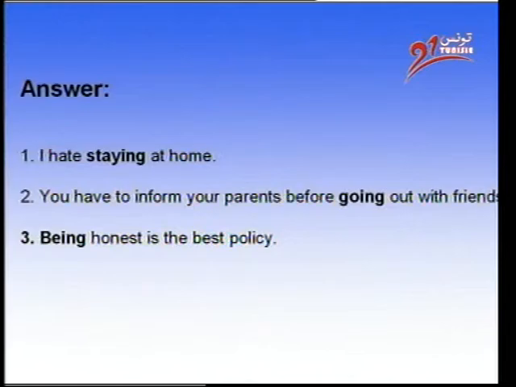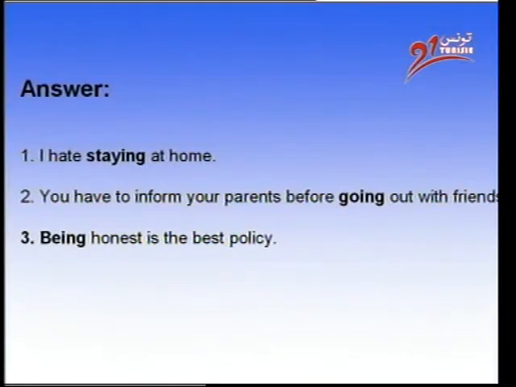I hate staying. Staying is the gerund and it follows the verb hate. You have to inform your parents before going out with friends. Going is again a gerund and it follows the preposition before. Being honest is the best policy. Being here is a gerund.